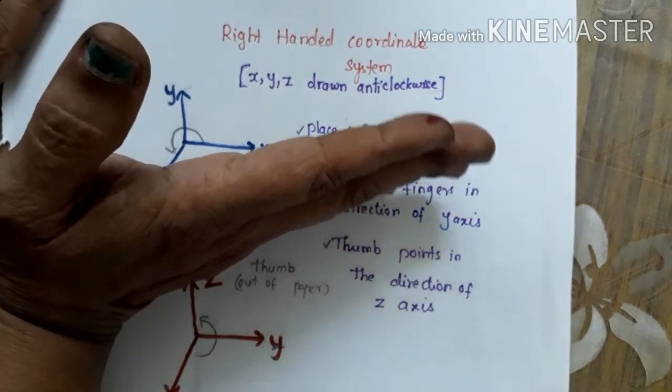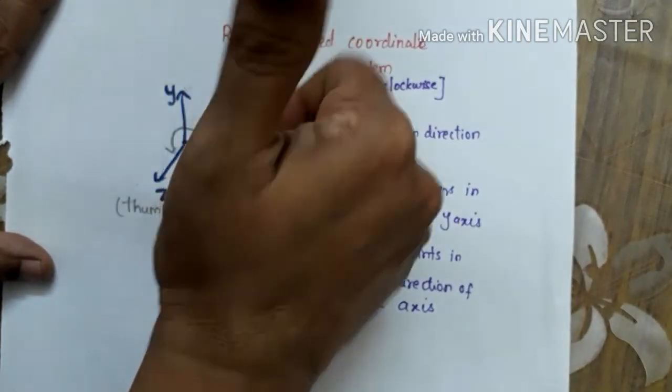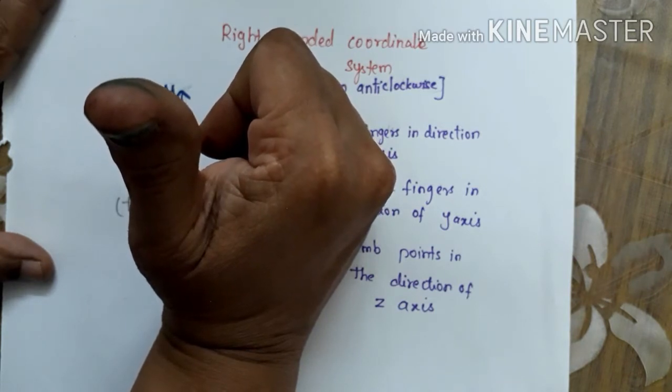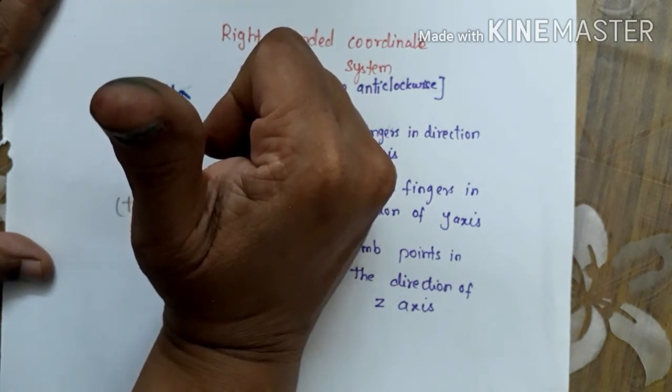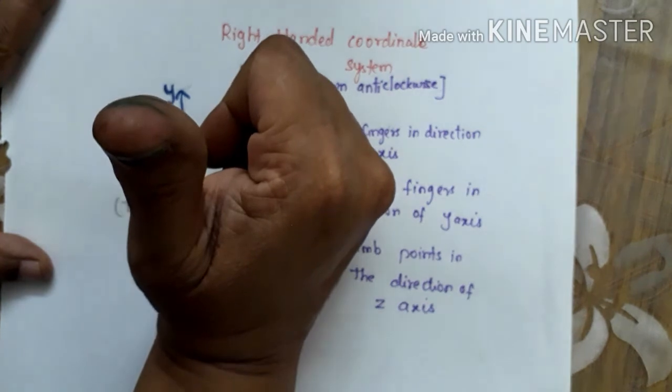Curl them toward the Y axis. This extended thumb, you can see the extended thumb, it gives the direction of the Z axis. How is the thumb, children? It is coming out of the paper, right? So the direction of Z axis is out of the paper.